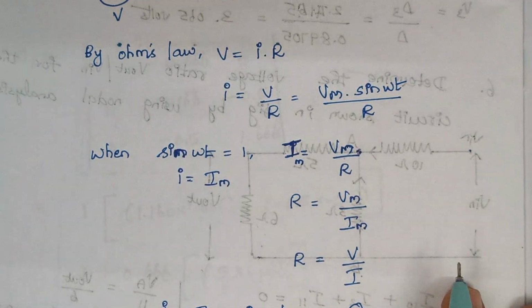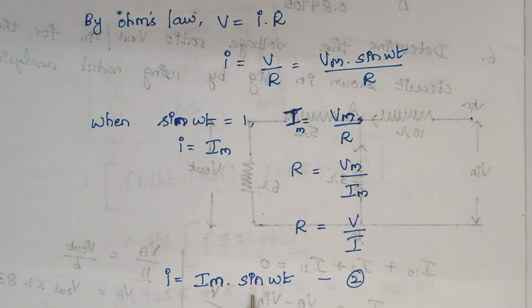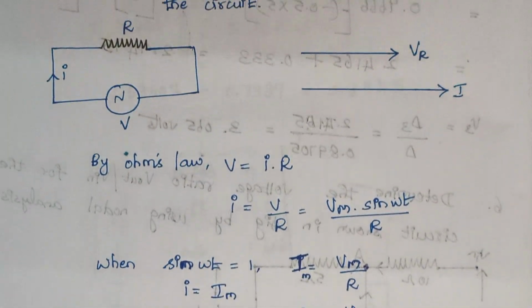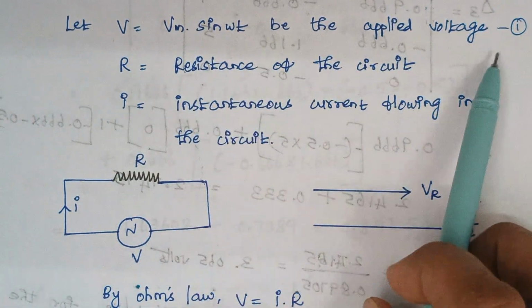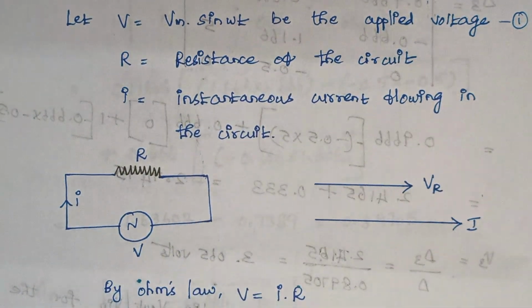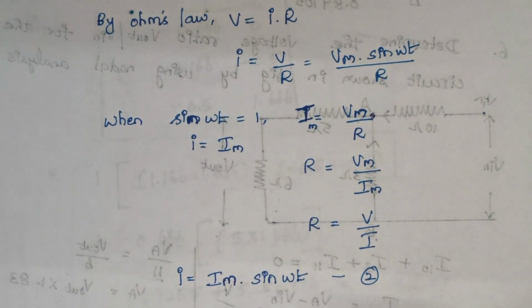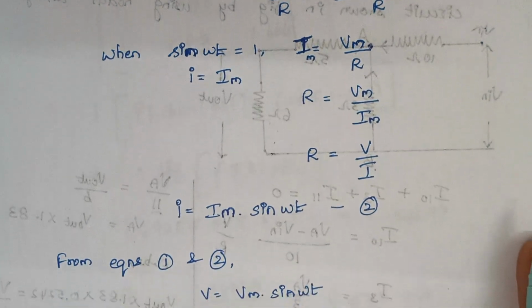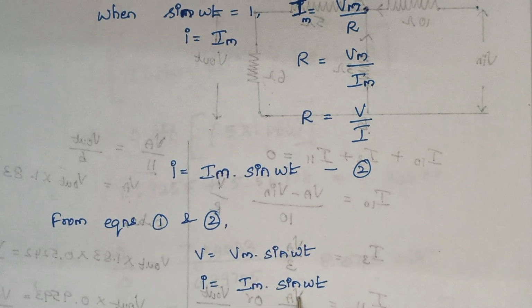Right. Now you see the value of i is nothing but Im into sin omega t. Previously we have seen we are giving an input voltage v which is equal to Vm into sin omega t. Let this be equation number 1. Now, i is equal to Im into sin omega t, in a resistive circuit, that is a circuit which has only resistance. So, when you compare equations 1 and 2, you see v is equal to Vm sin omega t and i is equal to Im sin omega t.